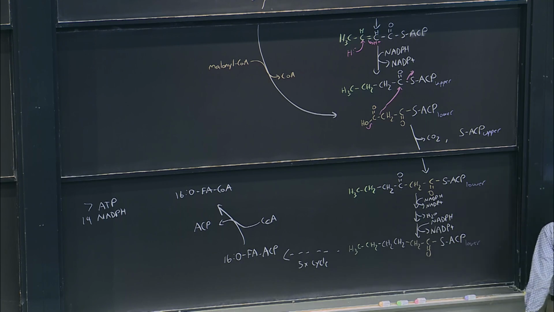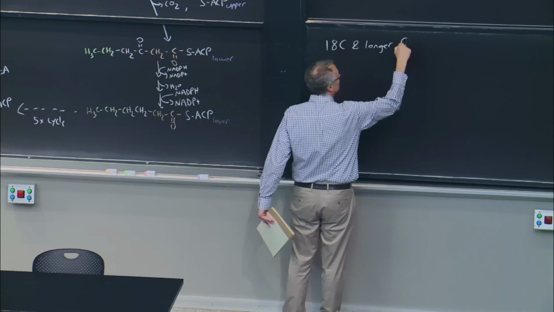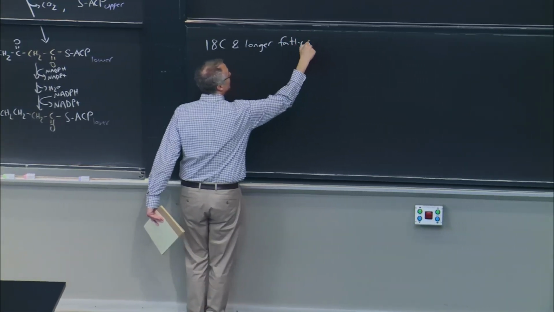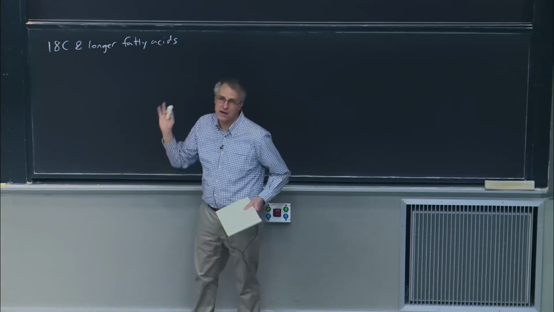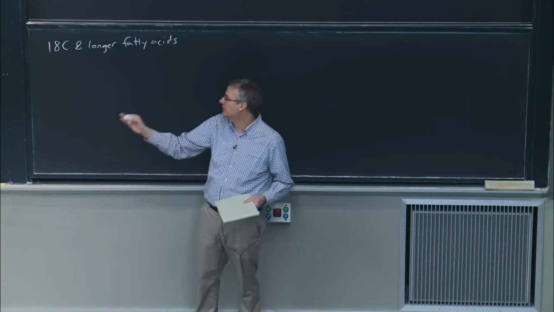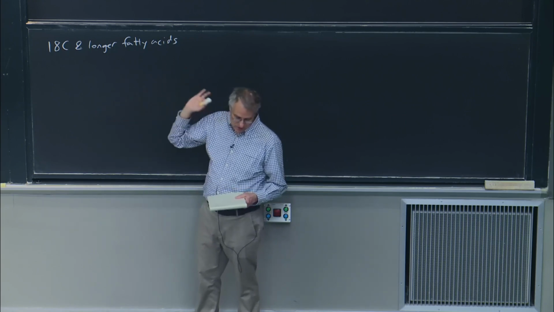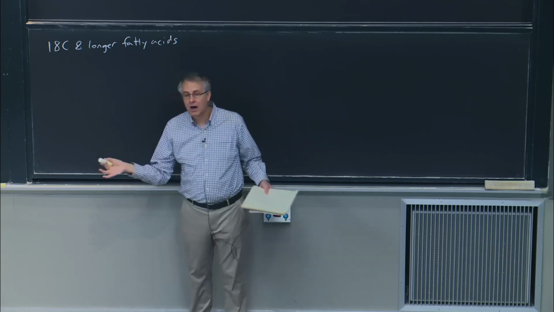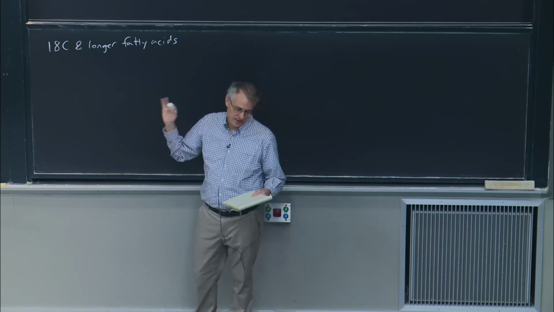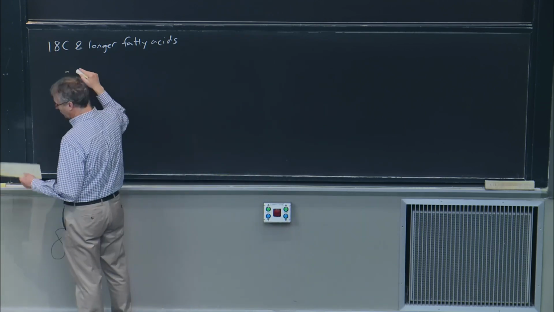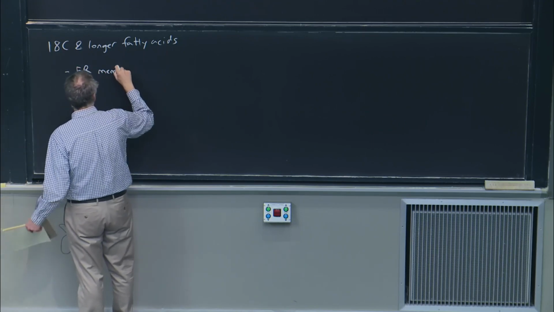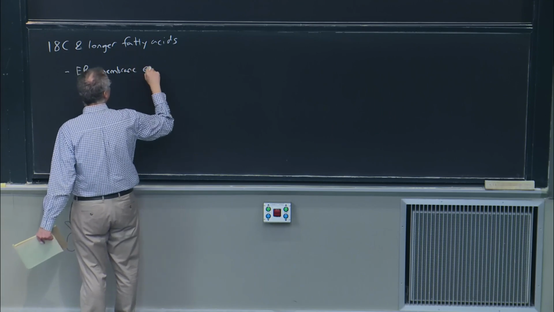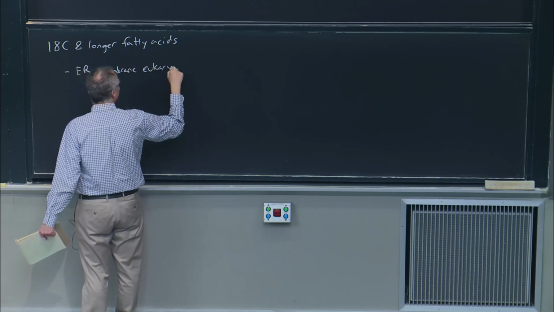And so fatty acids of 18 carbons and longer are made with exactly the same chemistry, okay? Same reactions that we just described. The only difference is that they are not made on the fatty acid synthase complex. So they're made in a different location, at the ER membrane in eukaryotes.